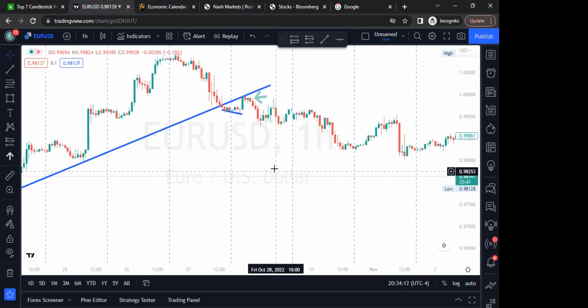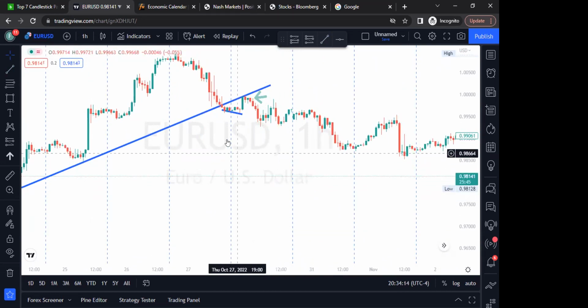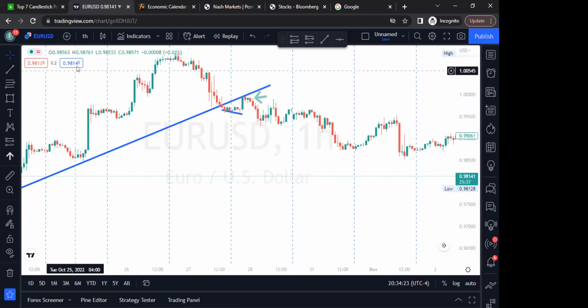But you would have to wait, actually it's more than 3 hours. You would have to wait 1, 2, 3, 4, 5, 6, 7, 8, 9, about 10, 11 hours before you even hop in this trade, simply because this is a 1 hour chart.